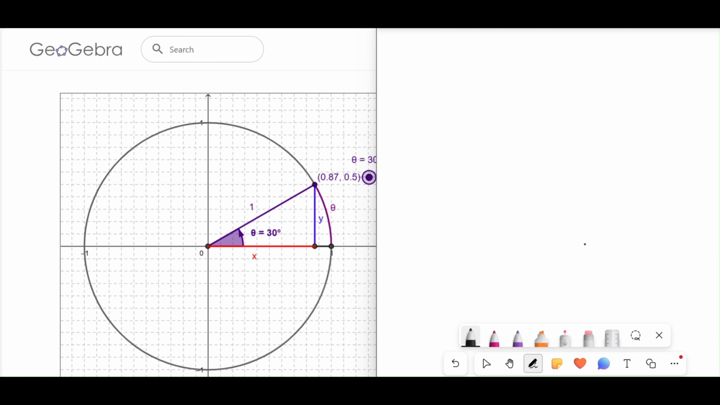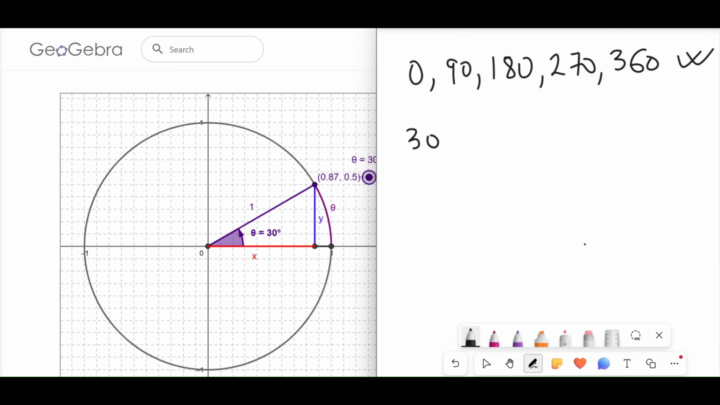Alright, and now we finally learn how to find sine and cosine of any other angle. So, we did 0 degrees, we did 90 degrees, we did 180 degrees, we did 270, and we did 360 degrees. Done. Now, we have 30 degrees. Let's go over multiples of 30. So we have 30 degrees, we have 60 degrees, 90, it's done already. Then we have 120 degrees, 150 degrees. And that's it with the first two quadrants.